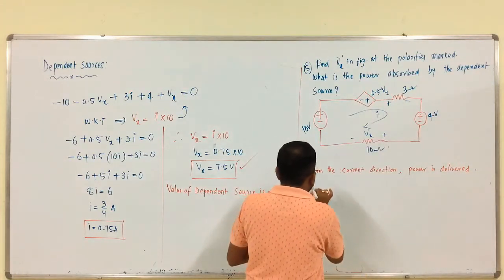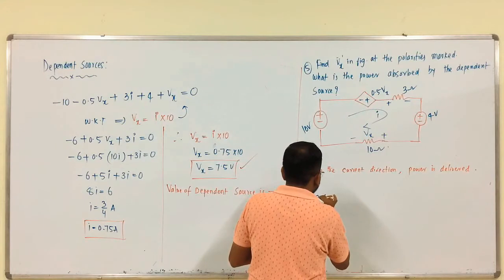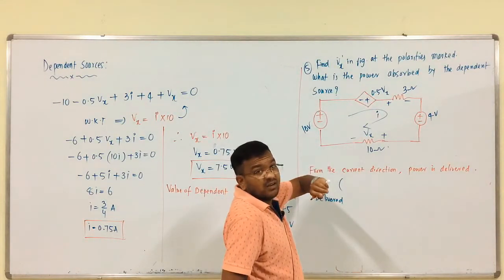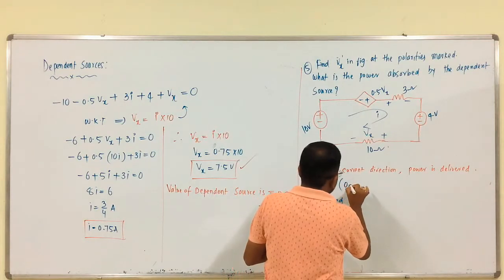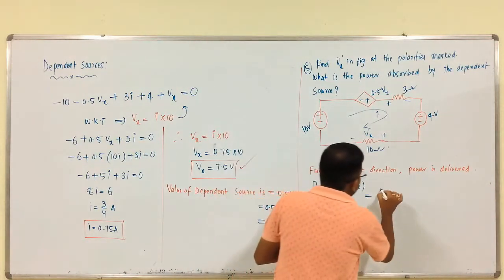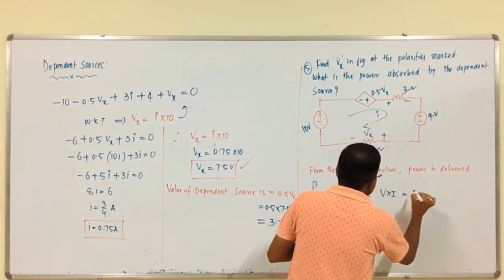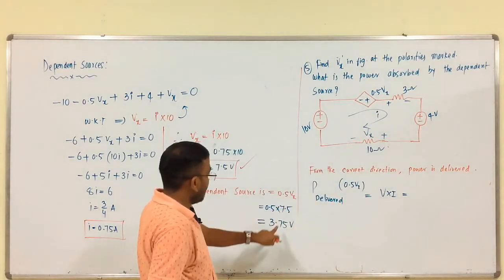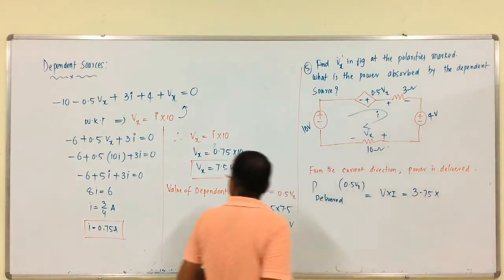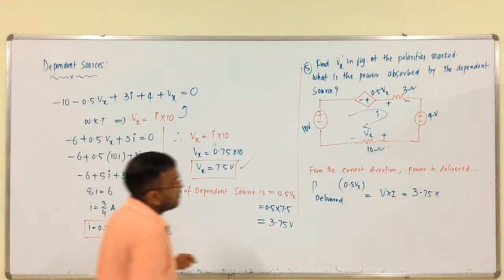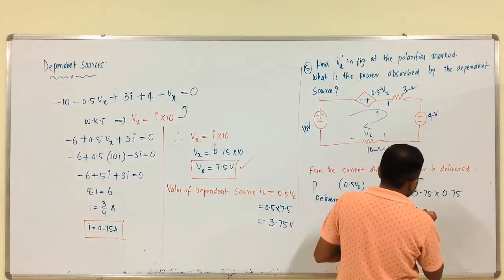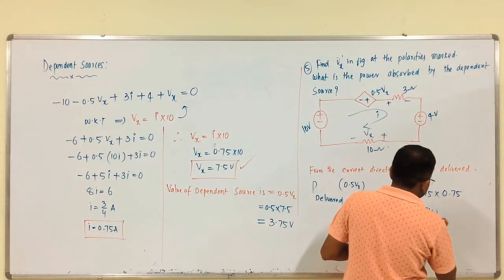Therefore, P delivered by this dependent source, that is 0.5 Vx, is equal to V into I. What is the value of V? 0.5 Vx is 3.75, into what is the value of I? We got 0.75, which is equal to 2.81 watts.